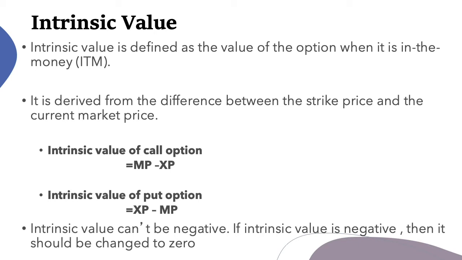The formula for intrinsic value of a call option is equal to market price of share minus exercise price of share, whereas for a put option, the formula is exercise price of put option minus market price of share. There is one rule that you need to remember when you calculate the intrinsic value of a call or put option: the intrinsic value can't be negative. If you calculate intrinsic value and get a negative answer, then you should change the answer to 0.